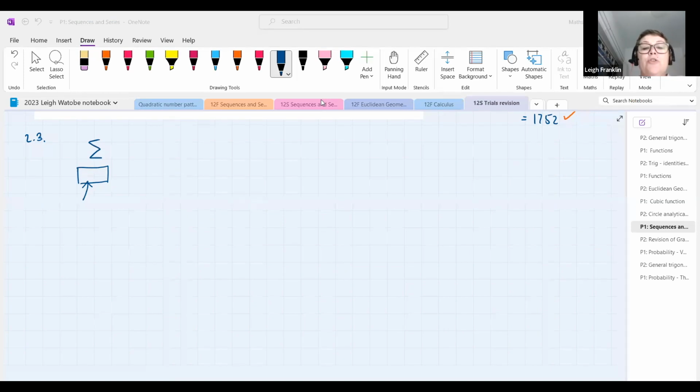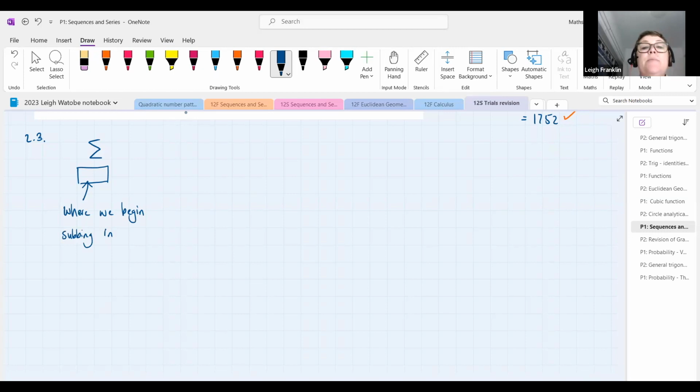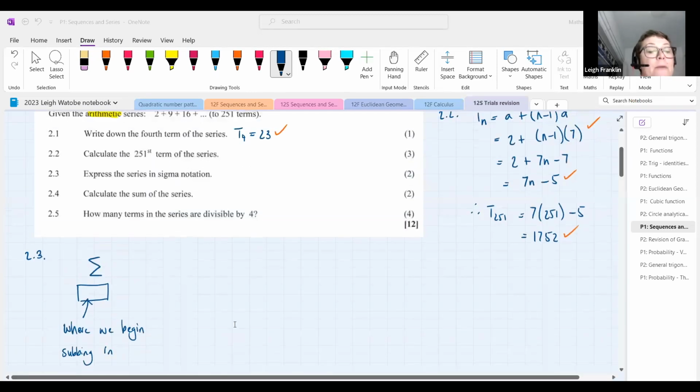Okay, so Trish says the value the pattern starts with. Avio says the first value, where we're going to start. You're all on the right track. Okay, so this is where we begin subbing in. So the first number that's going to be subbed in. Yes. The number at the top, what does that represent?